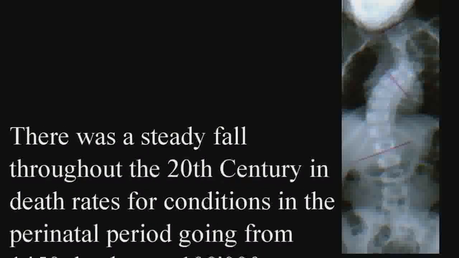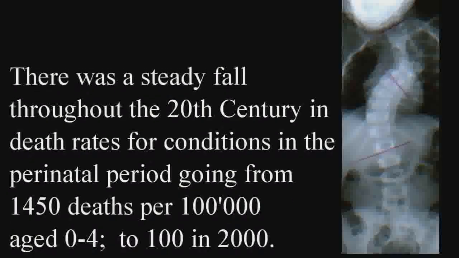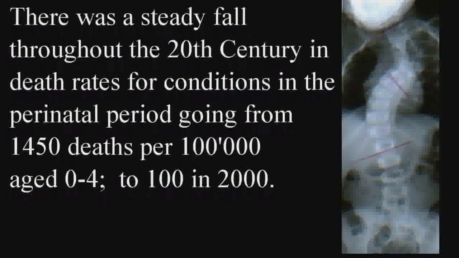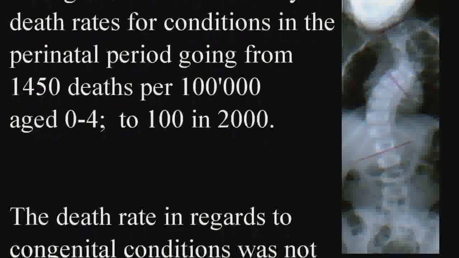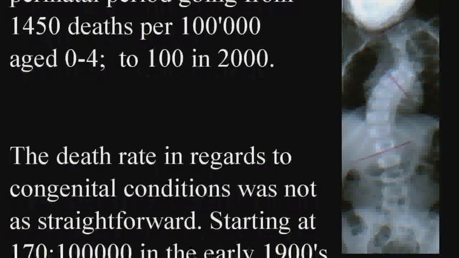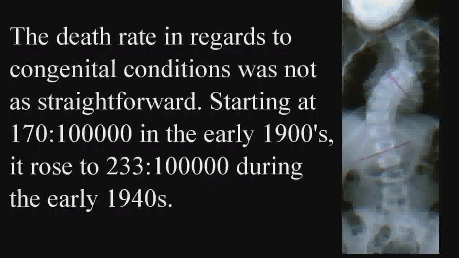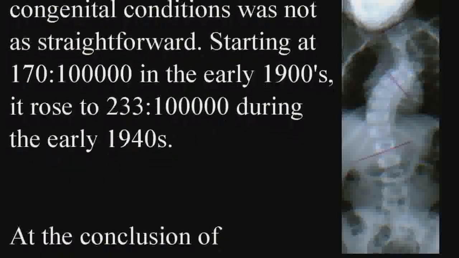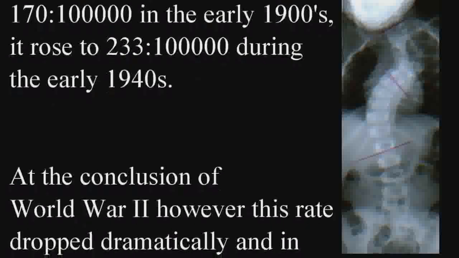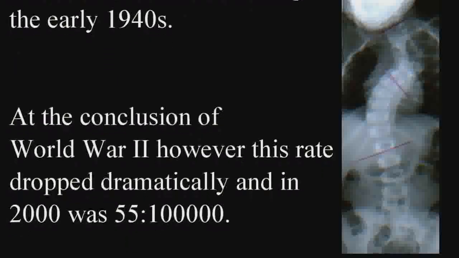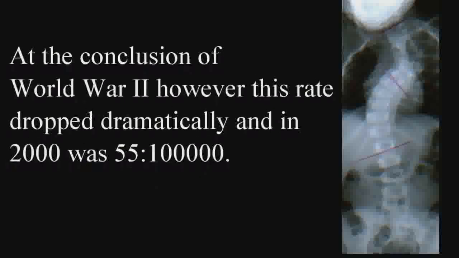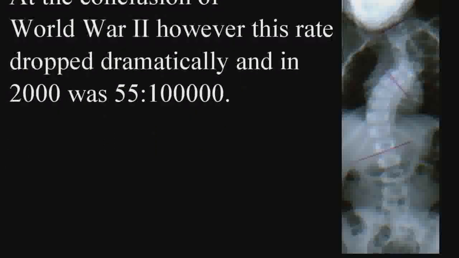There was a fall throughout the 20th century in death rates for conditions in the perinatal period, going from 1,450 deaths in the 0 to 4 age group to just 100 in the year 2000. The death rate in regards to congenital conditions, however, is not as straightforward. Starting at 170 per 100,000 populace in the early 1900s, it rose to 233 during the early 1940s. At the conclusion of World War II, however, this rate dropped as dramatically as it rose, and in the year 2000 was down to 55.